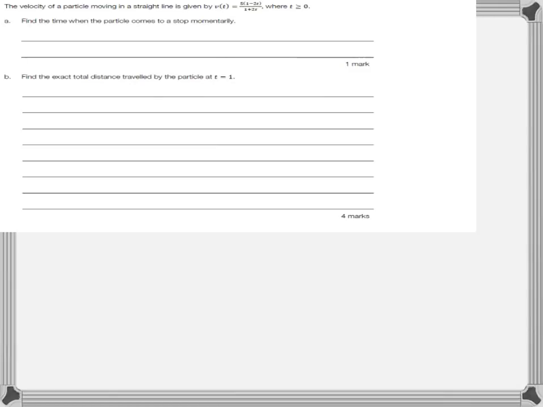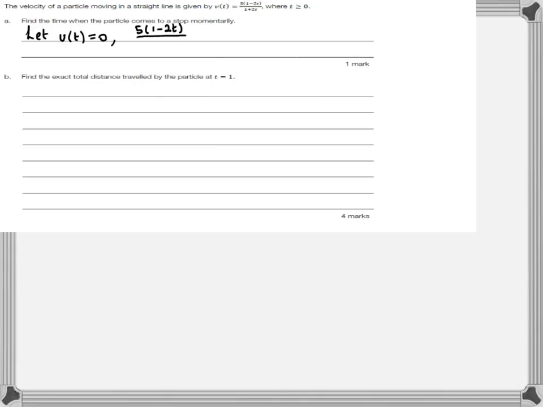So we've got the velocity of a particle moving in a straight line given by this velocity function with respect to t. Find the time when the particle comes to a stop momentarily. So it implies that it doesn't stop for a long time, it stops for just a split second in time. So we're looking at some continuous movement, some continuous graph. Okay, so when the particle comes to a stop, we've got a velocity of 0.